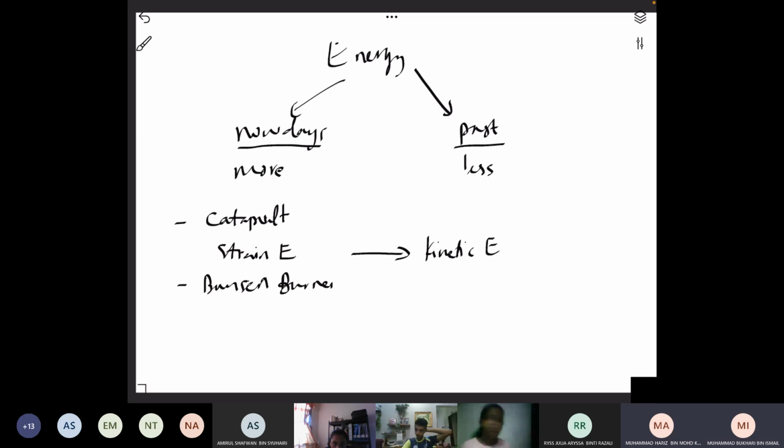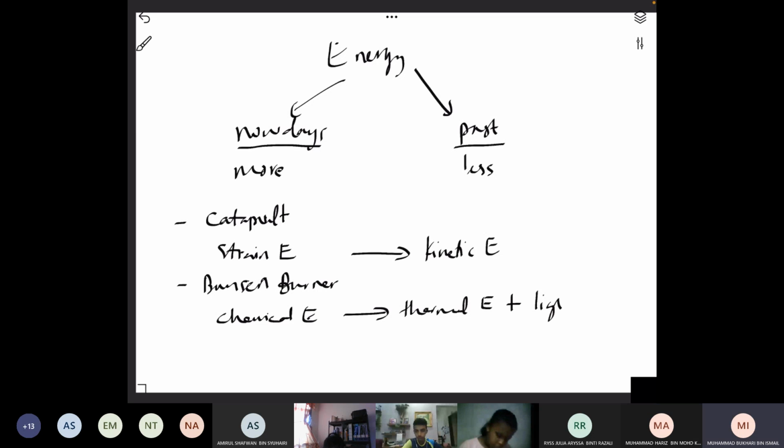What energy? Chemical energy to thermal energy, thermal energy or heat energy, plus what? Light energy, because you can see the light, right? Okay, other example.